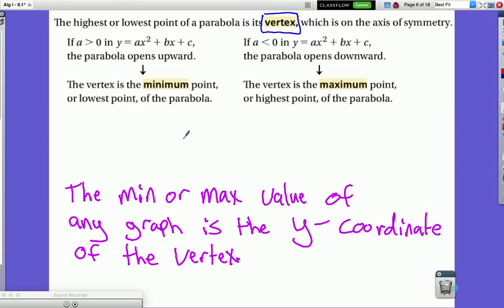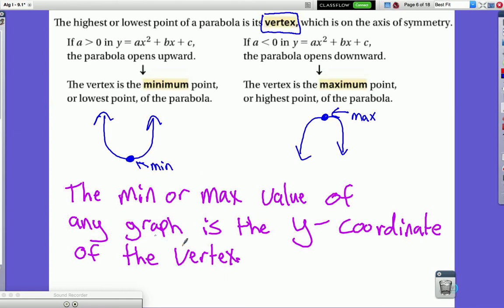Again, I think it's just easier to look to see how it opens. If it opens up, this is our graph. This would be our lowest point on the graph. Since it's a low point, this would mean it's a minimum. If our graph opens down, the highest point on the graph, since it's the highest point, that would be a maximum. And you can just use min and max.